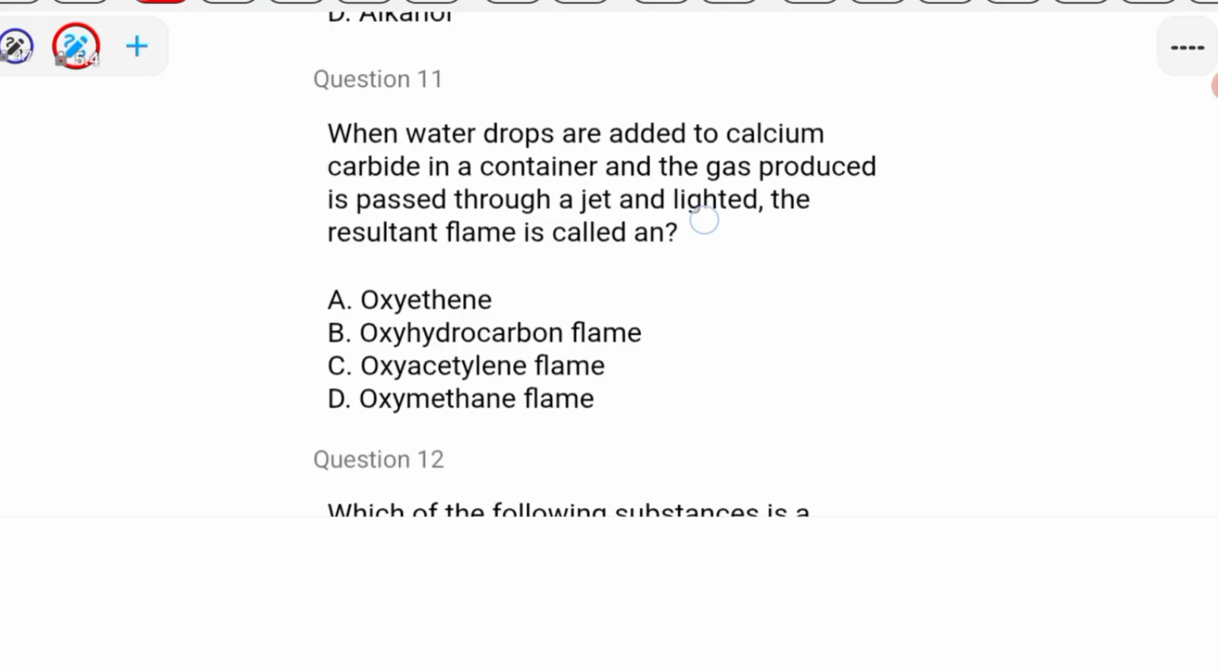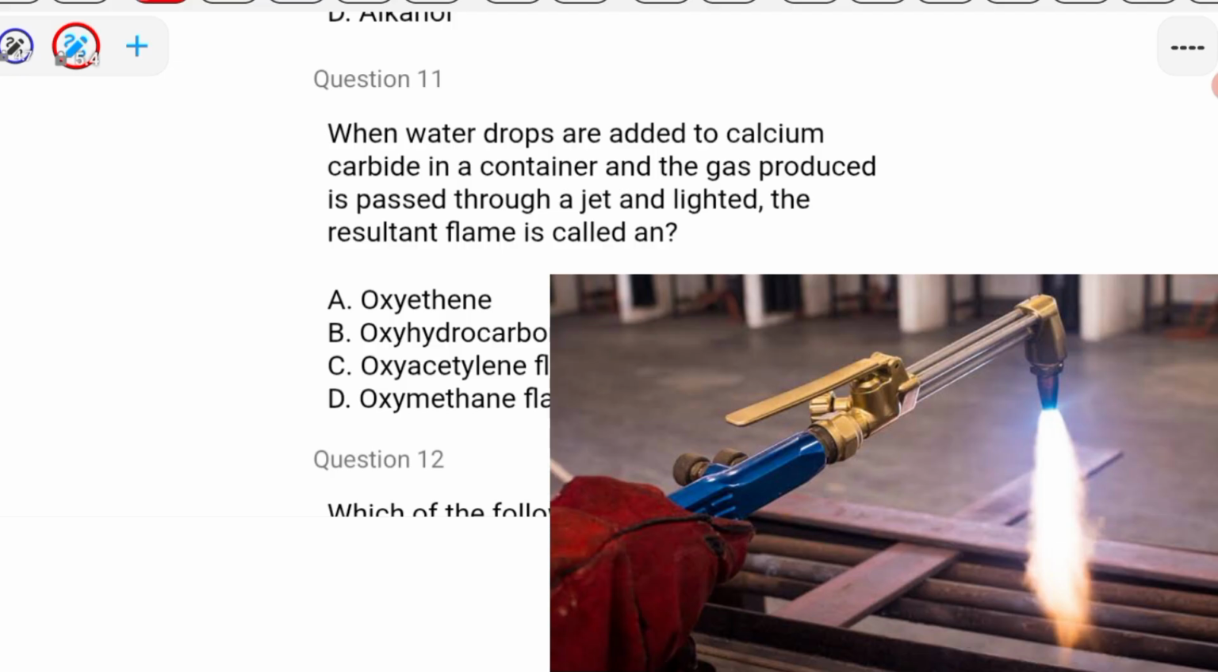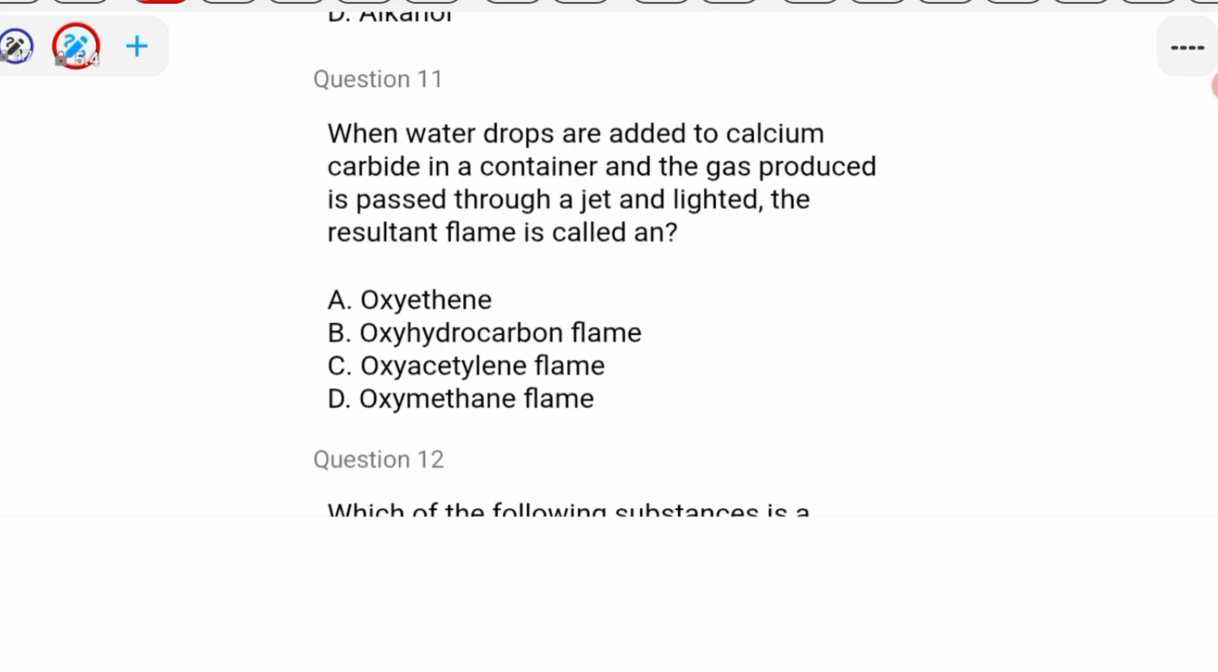So when you now pass this gas through a jet and it is lighted, it will result in a flame called oxyacetylene flame. Another name for ethyne is acetylene. So that will give you oxyacetylene flame. So the answer is option C.